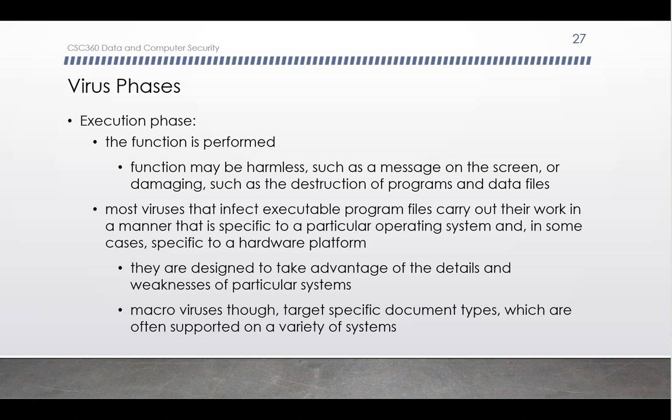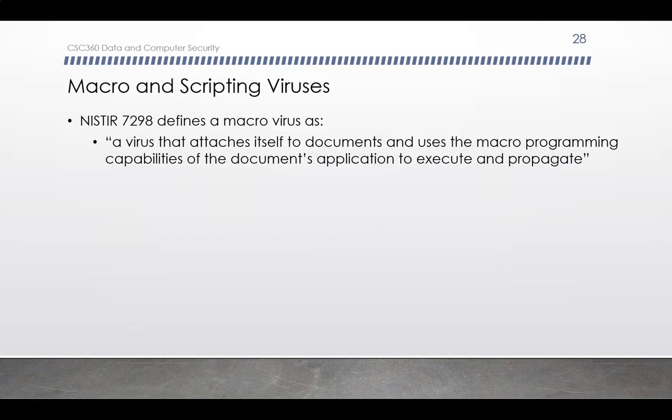Macroviruses target specific document types, which are often supported on a variety of systems. And we'll discuss macroviruses next. NIST defines a macrovirus as a virus that attaches itself to documents and uses the macro programming capabilities of the document's application to execute and propagate.